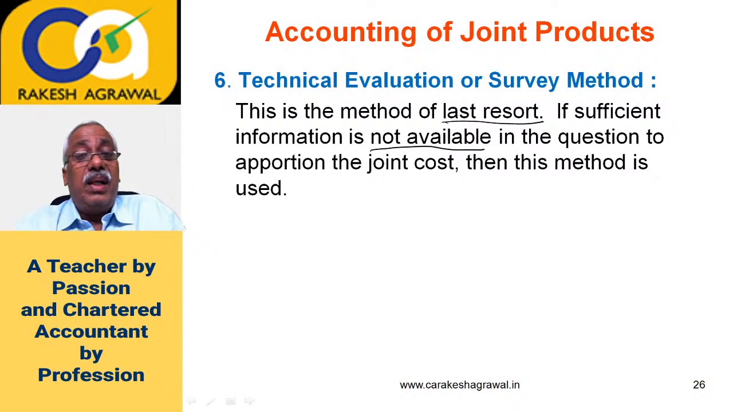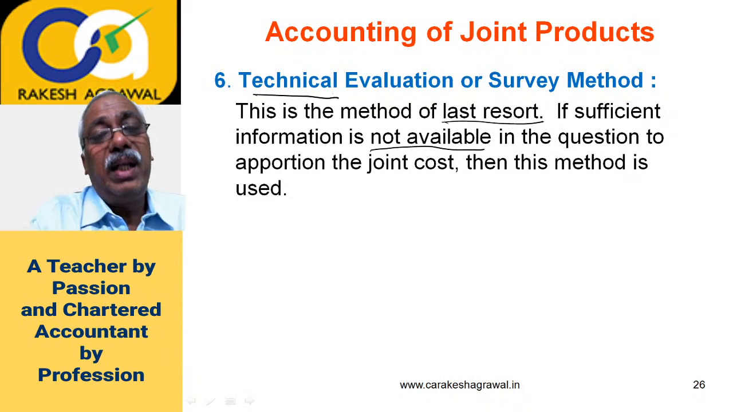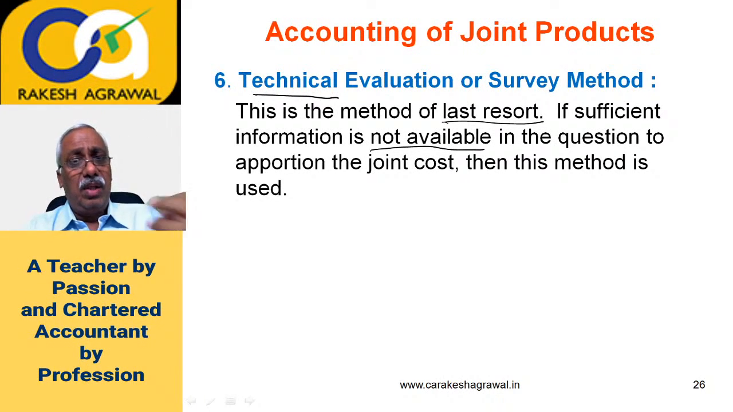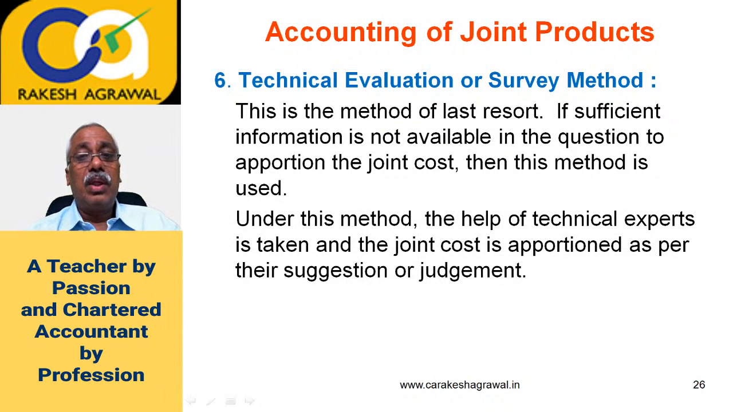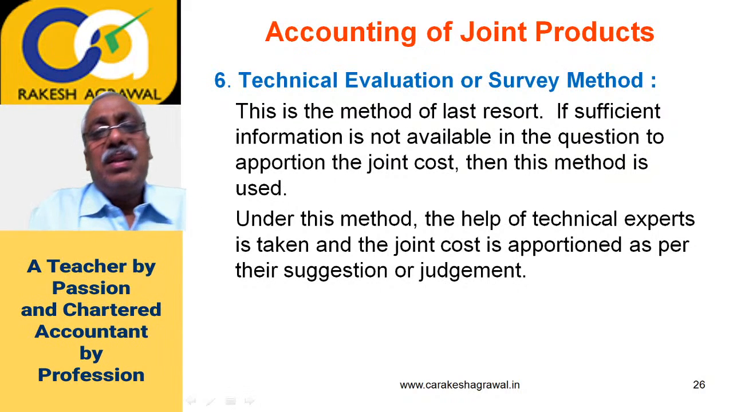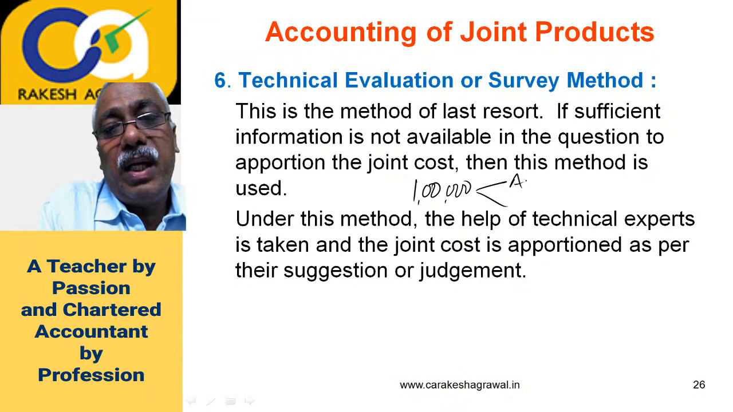And if no data is there and they are asking you to apportion the joint cost, how will you apportion? So in that case, this is the method of last resort. You will take the help of technical people, right? Or you will carry out the technical survey and then will apportion the cost. So under this method, the help of technical experts is taken and the joint cost is apportioned as per their suggestion or their judgment. Meaning, if I take the same example, 1 lakh is the joint cost and no information is available and we want to distribute it between A and B.